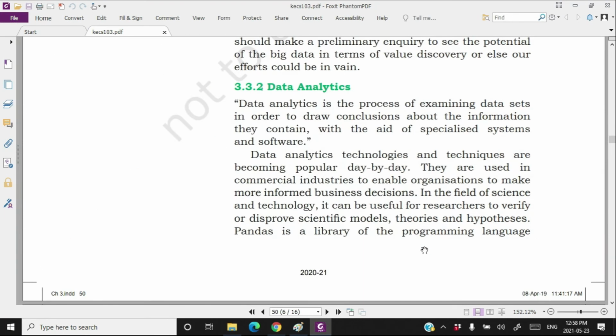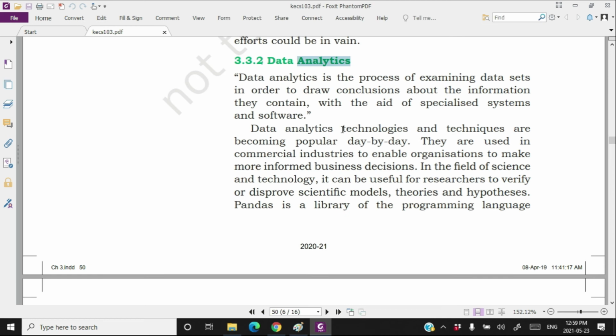Now let's come to data analytics. Data analytics is the process of examining data sets in order to draw conclusions about the information they contain, with the aid of specialized systems and software. So when you analyze data, that is called data analysis. Why do you examine data sets? To draw conclusions about the information they contain. A data set may contain information. To get that information, you analyze data sets using data analytics tools with the aid of specialized system software. This is called data analytics: to analyze the data, to get the information out of it.